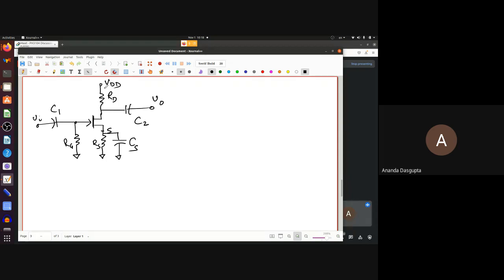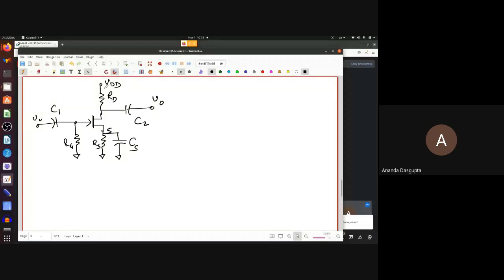So what is the job of the CS? The job of the CS is to ensure that for bias, for the DC part, RS is very much in the circuit, it's producing stability. But on the AC part, the CS has a small enough impedance that it just shorts out RS. So C1 gets shorted, C2 gets shorted, and this also gets shorted.